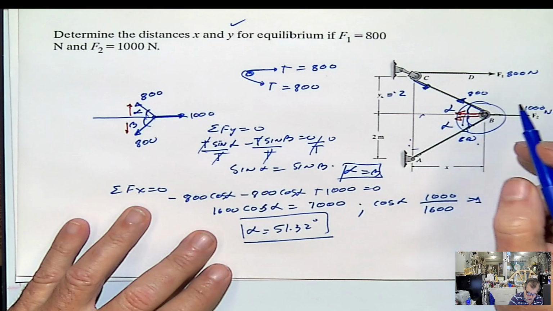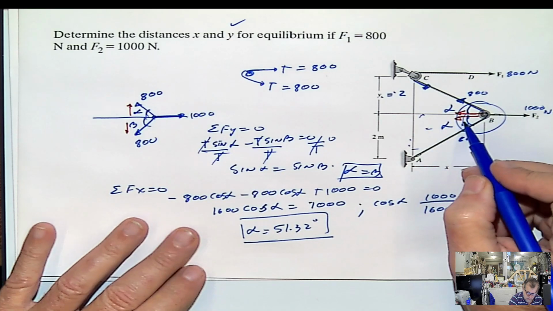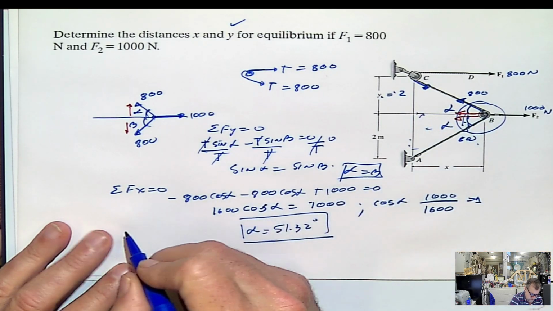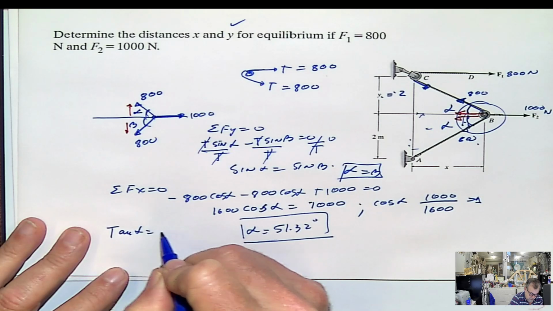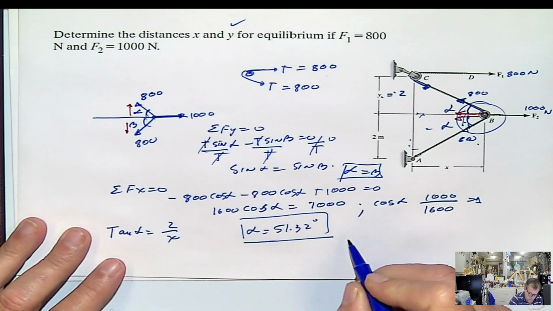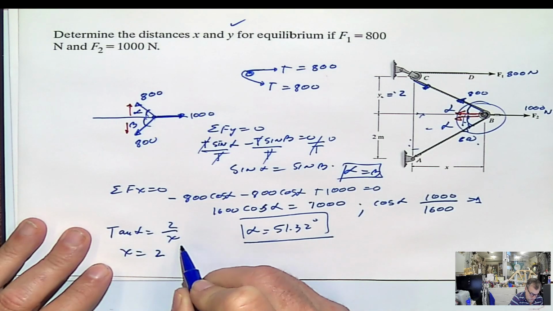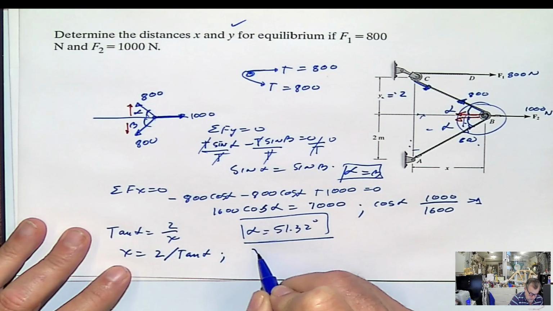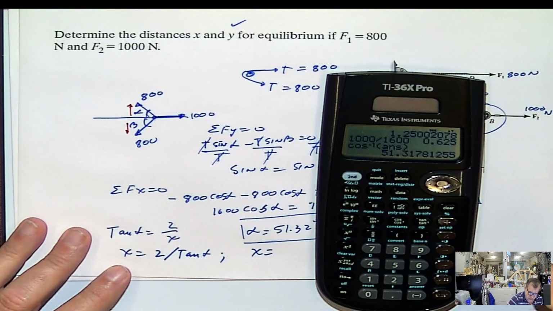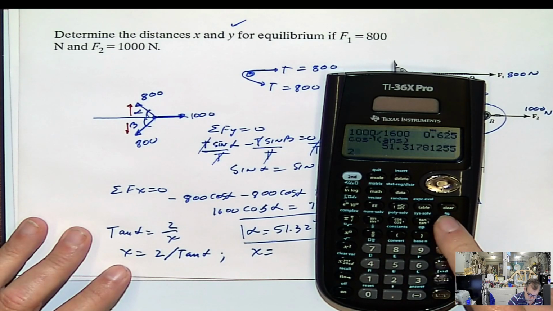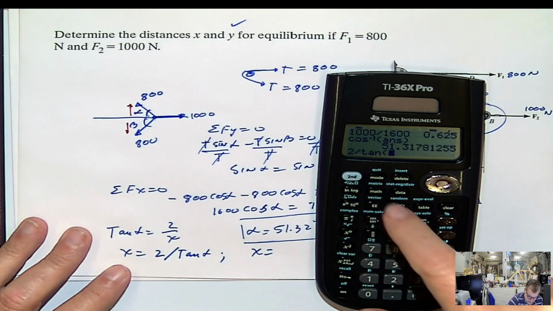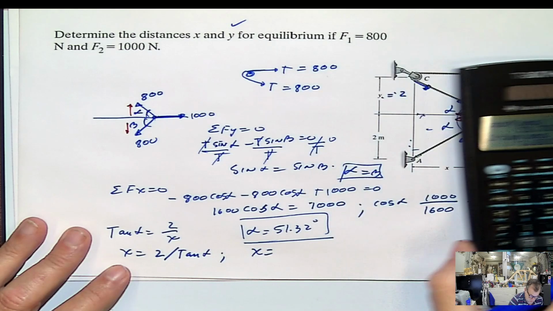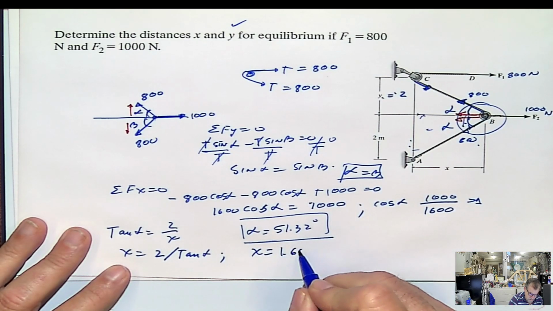That's the angle alpha, and we know tangent alpha will be 2 divided by x by geometry, or x equals 2 divided by tangent alpha, which means x will be 2 divided by the tangent of the angle that we just got, 1.601 meters.